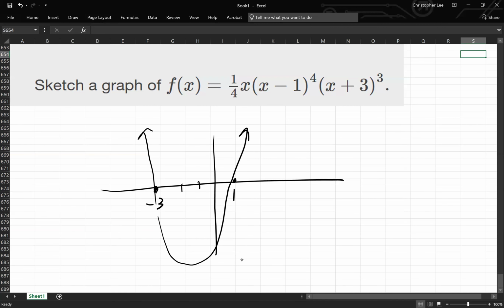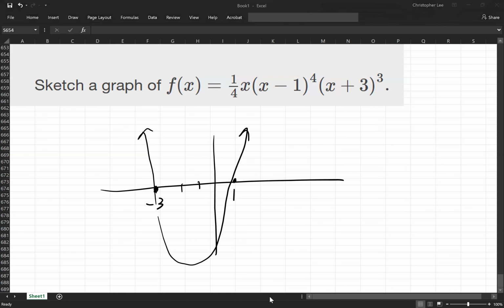Questions on it? You don't have to expand it if you don't want to, but yes, you could expand it and rewrite it as the original if you wanted to.